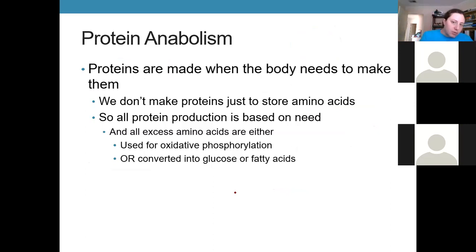We either have functional proteins or we have some amino acids that we're going to make ATP out of, or we'll convert them into fat or glucose. We can't keep them around. So when we have excess amino acids, we either use them to make ATP, if that's something we need, and if we don't need them to make ATP, we're going to convert them into glucose or fatty acids for storage.